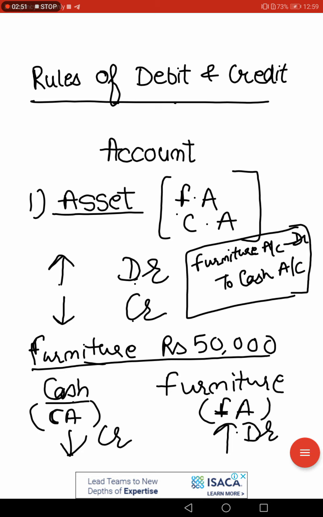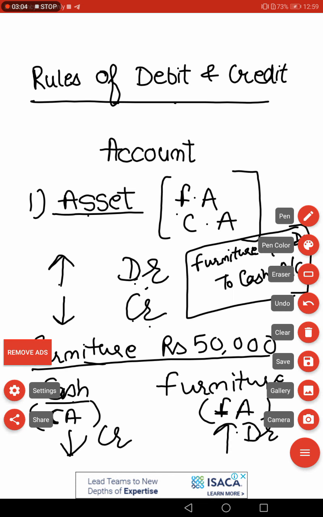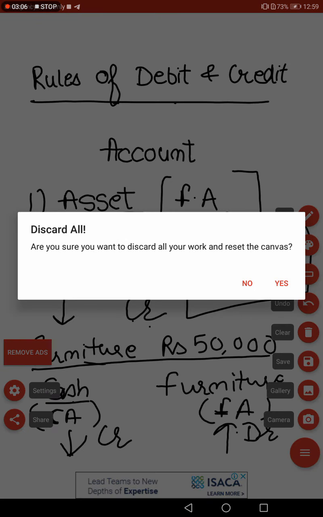Always keep in mind this rule, that in case of asset, if there is increase, you will debit the account. If there is decrease, you will credit the account. Then I hope the rule of asset is clear. Now I am going to move to the next account. The next account is your liabilities, right?